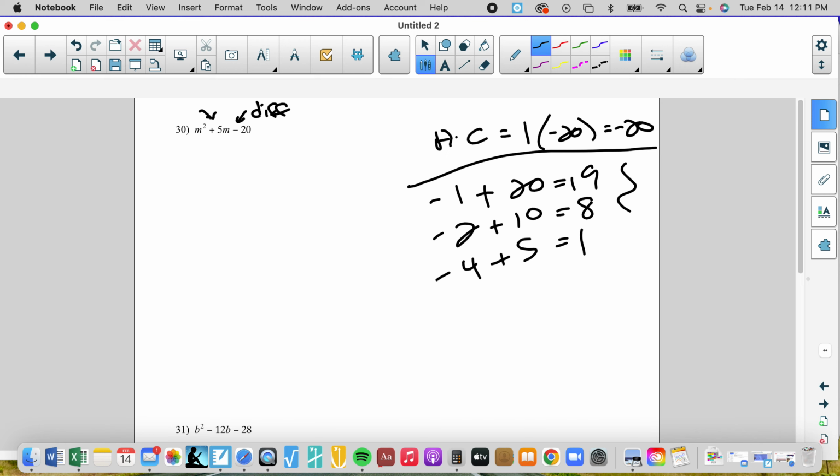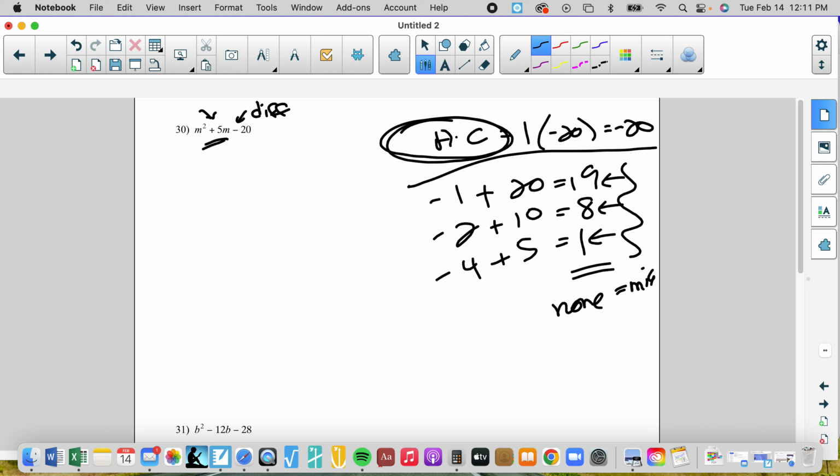Uh-oh. Notice, none of these equaled my middle. My middle was positive 5. I had 19, 8, and 1. None of those were equal to my middle. So that means a times c method, I wasn't able to utilize it. It didn't factor my trinomial.